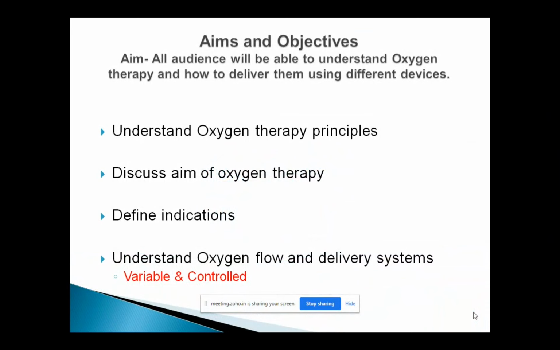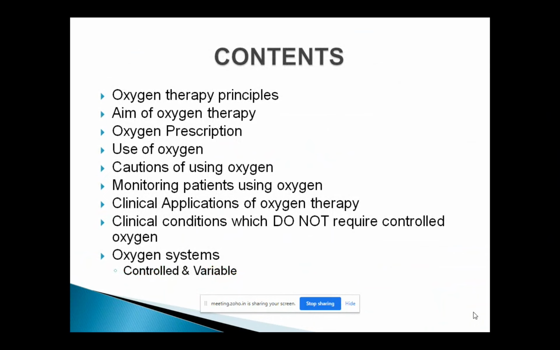My aim is for all the audience to understand oxygen therapy principles, the aim of oxygen therapy, what the indications are, and to talk about the flow and the delivery system. That means how many liters of oxygen, and how many ways we can provide this oxygen to our patients. To achieve this, I put a couple of topics in my presentation. These are the contents. I don't want to go through these one by one because we will be seeing those slides next.